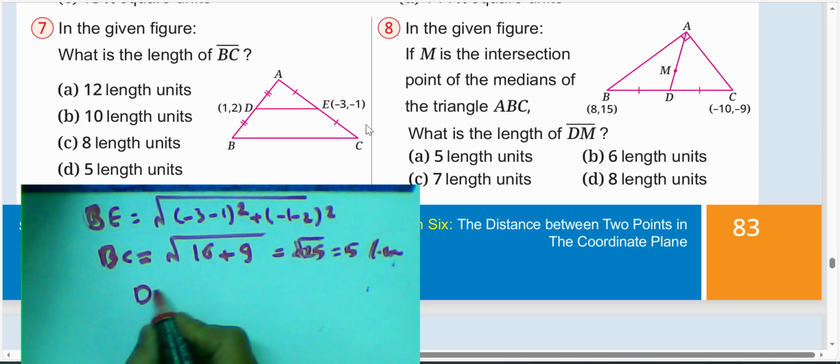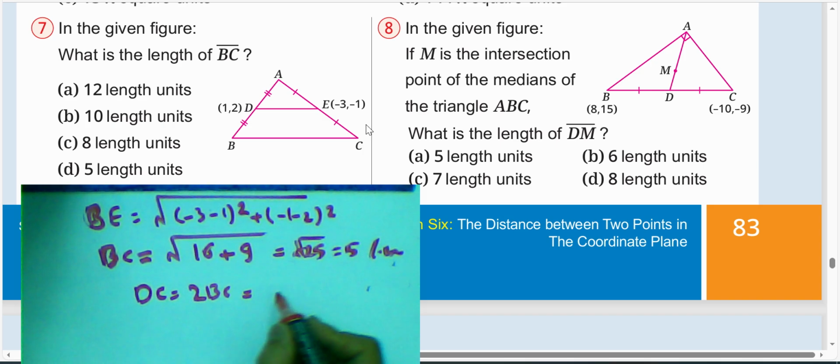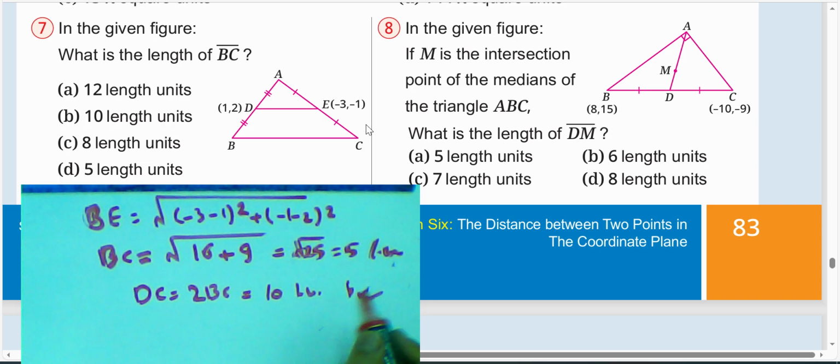Then BC is twice DE because DE is the mid segment. 2 times 5 equals 10. Then the answer will be 10 length unit. It shows the answer letter B. Shows letter B here.